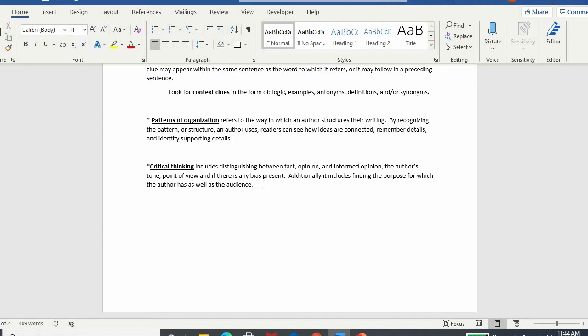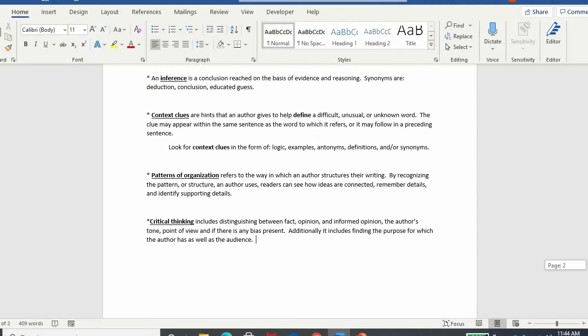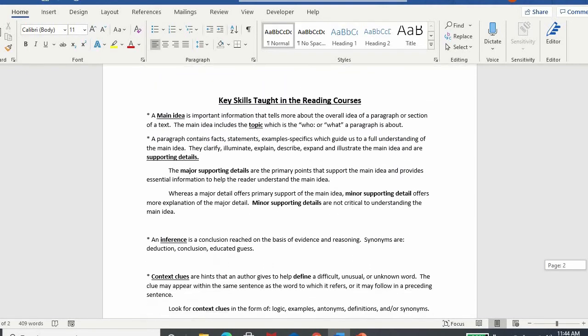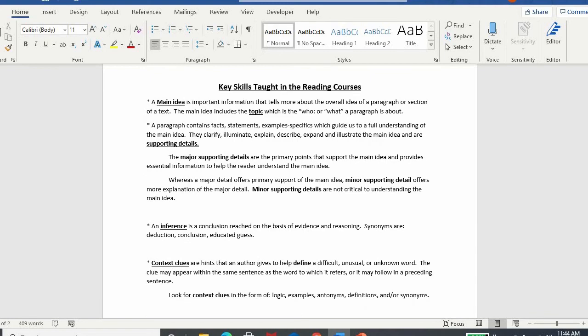And then finally, critical thinking, being able to dig deeper than the surface level, start to look at fact and opinion, the author's point of view and bias to see if we can question or evaluate and then apply what we're learning to a current situation or connect to previous knowledge. So that is an overview of the main skills that we are taught in the reading courses, and you will see alluded to in questions on the ACCUPLACER.